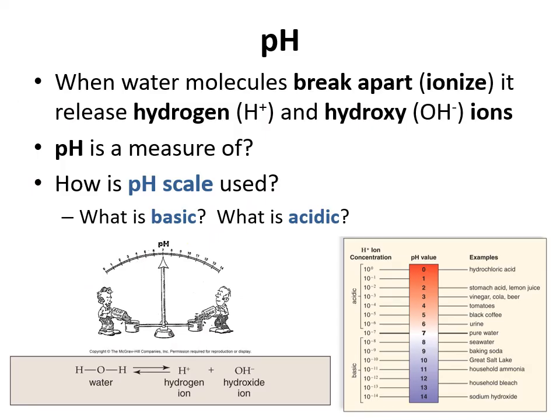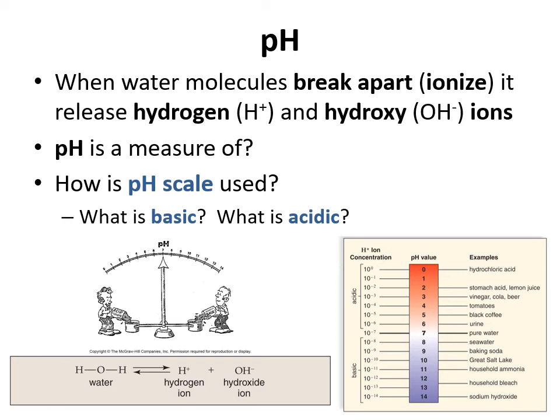Now the last thing I want to talk about in this chapter is pH. We're not going to go into crazy detail because this is just intro bio. This is not a biochem class or anything. But what I do want you to know is that when water molecules break apart, which we put there as ionizing, it's going to release hydrogen and hydroxy ions. Now pH will then be a measurement of the concentration of hydrogen ions released there. Okay, so it's a measurement of the concentration of hydrogen ions. So that's these guys here.